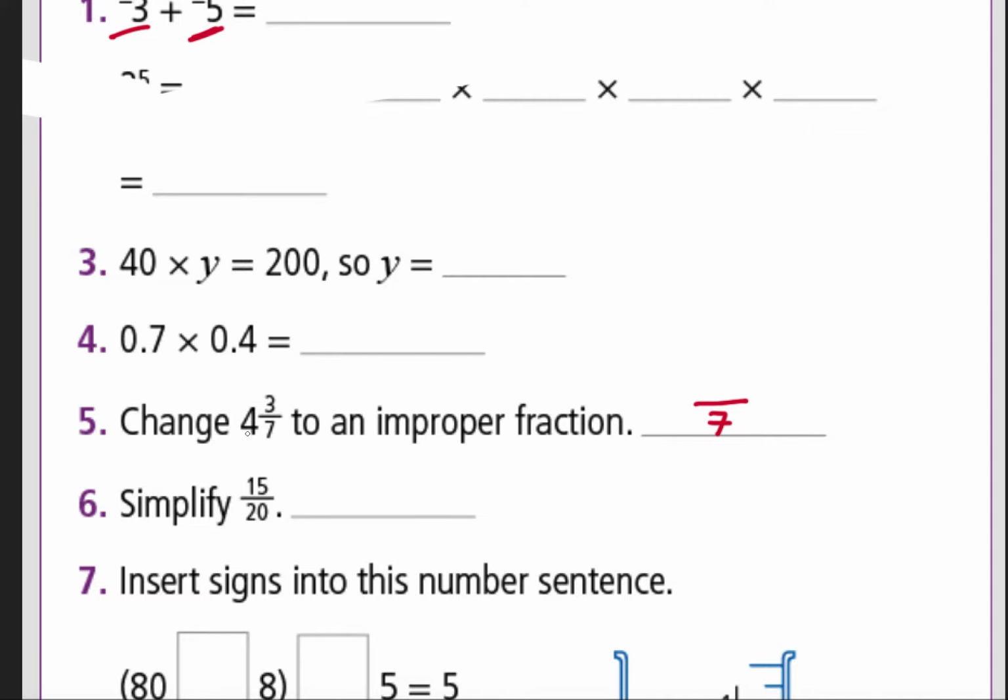Because in each unit here, there's 7 sevens, so 7 fours tells us how many sevens in there altogether, plus the 3 sevens you have in the fraction here will tell you how many sevens you need altogether to make an improper fraction. Number 6, we're simplifying 15 over 20. So there's a number that will divide into the top and the bottom. Find that number, divide it in, and that will give you a new fraction of something over something here. And that will be that simplified.